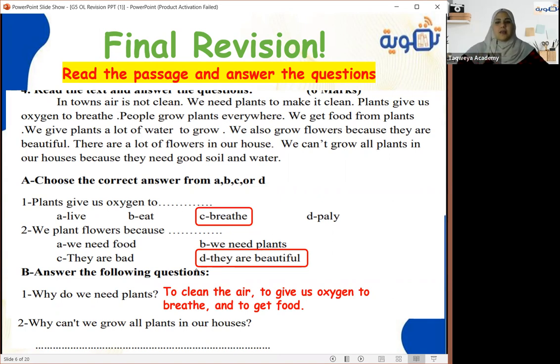Thank you. Question 2, why can't we grow all plants in our house? Go to the passage again and look for plants in the house. There are a lot of flowers in our house. We can't grow all plants in our house because they need good soil and water. We don't have much of this at home.